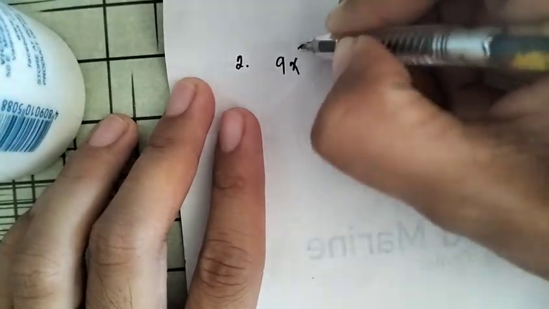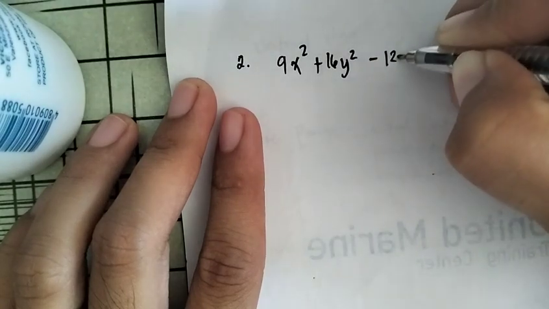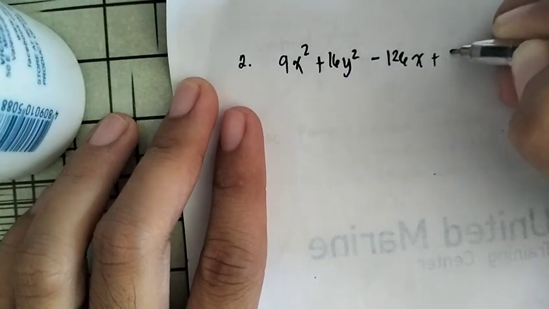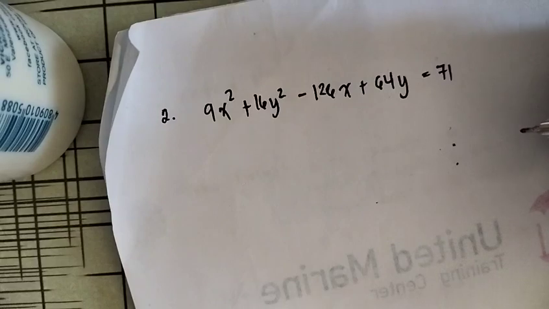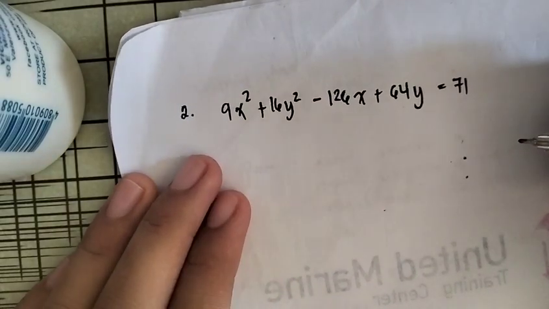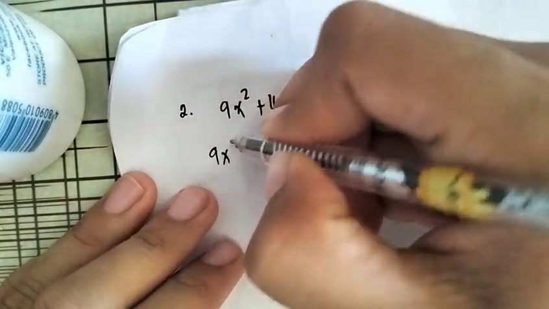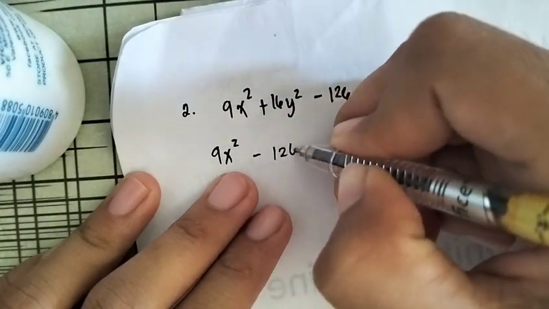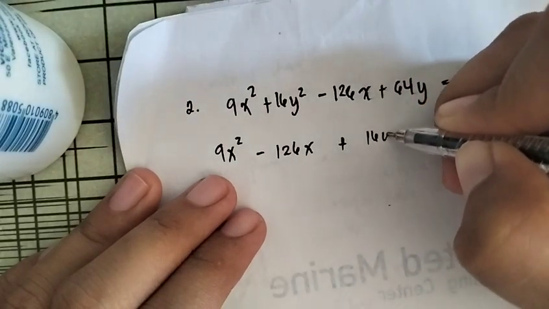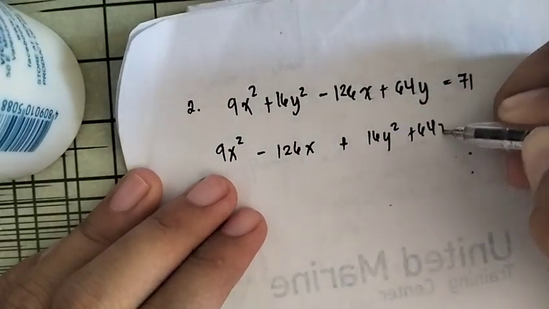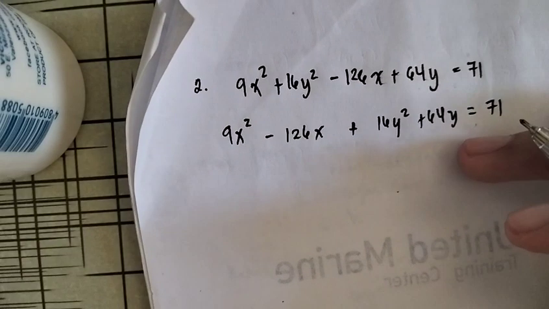The given is 9x squared plus 16y squared minus 126x plus 64y equals 71. We again complete the square, same as before. Combine the same variables: 9x squared minus 126x, plus 16y squared plus 64y equals 71. But how, since there is a 9 here?